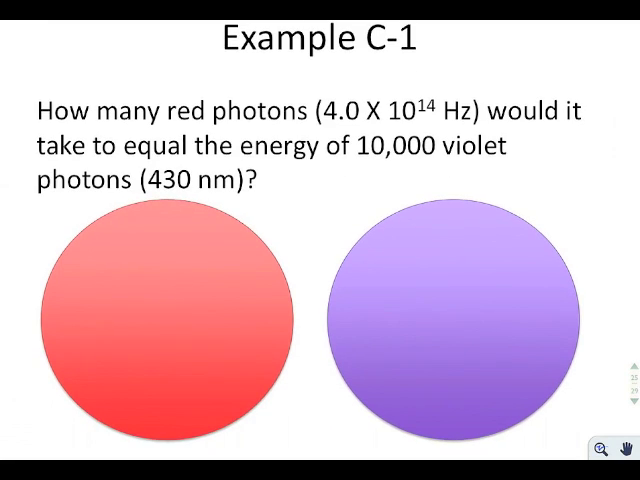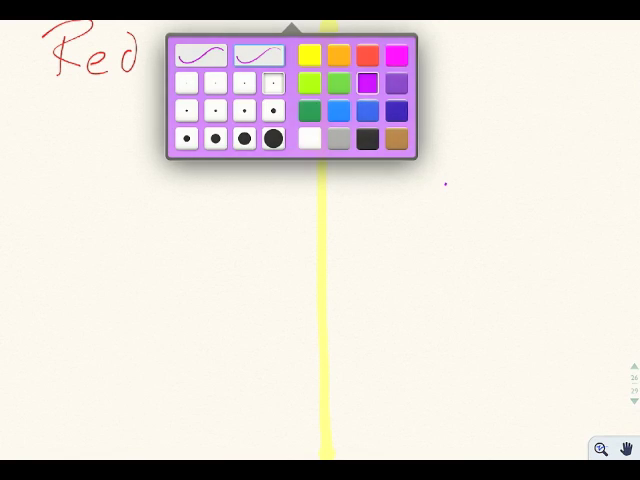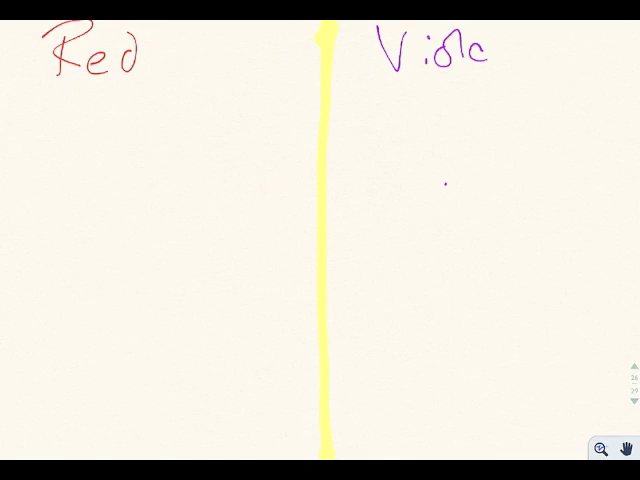Example C1, it says how many red photons would it take to equal the energy of 10,000 violet photons? And then it gives you some numbers that are associated with that. So remember, we want to write out all our information. The first thing we want to do is ask what information is given to us. We're going to draw a line down the page that separates those two. And we're going to start off with red and violet. And we're going to separate it into two different things. So now, what information is given to us?